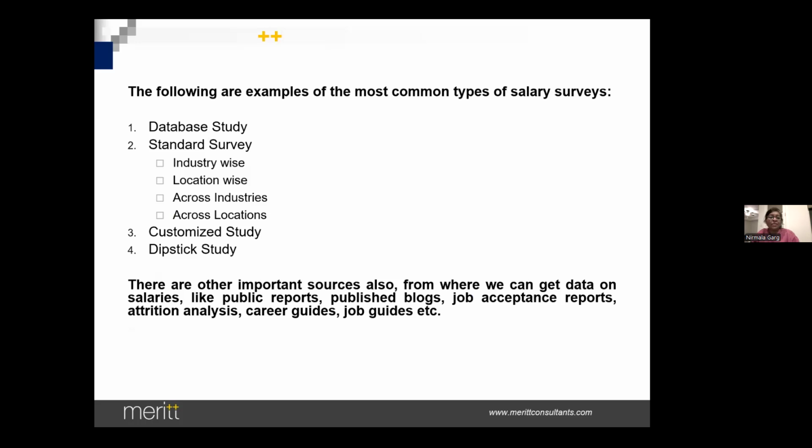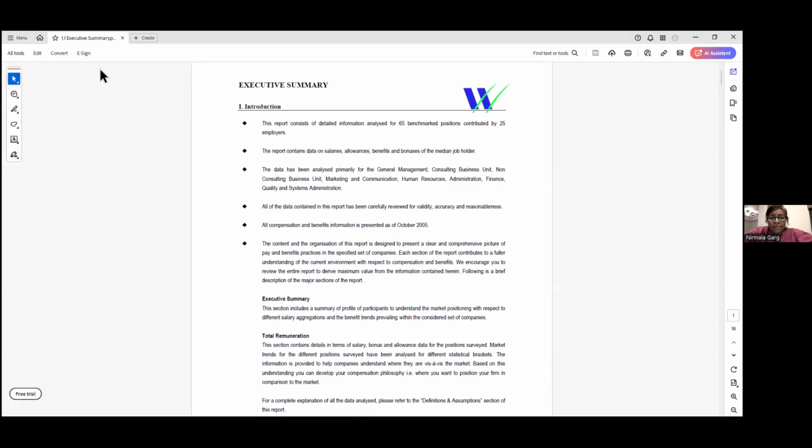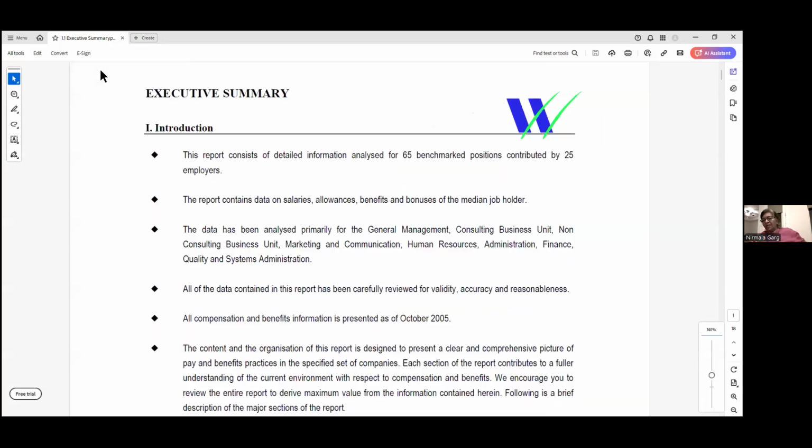Okay. Let me quickly show you something. Anybody who's seen compensation survey data? Can you see this? This is a very old report, but it simplifies your understanding of compensation.